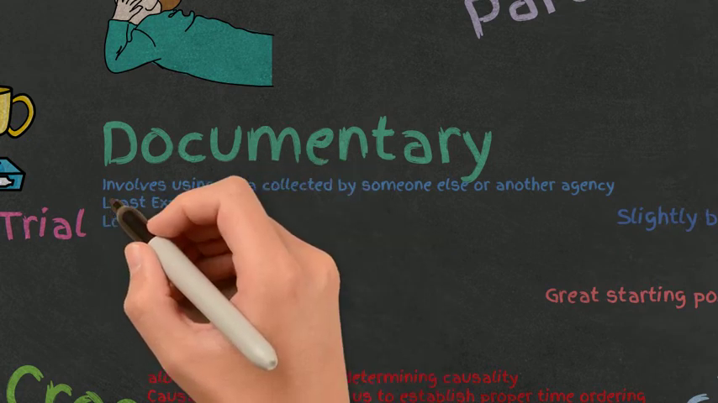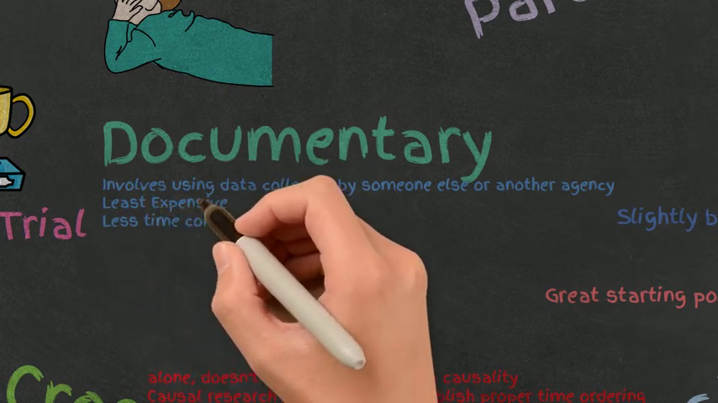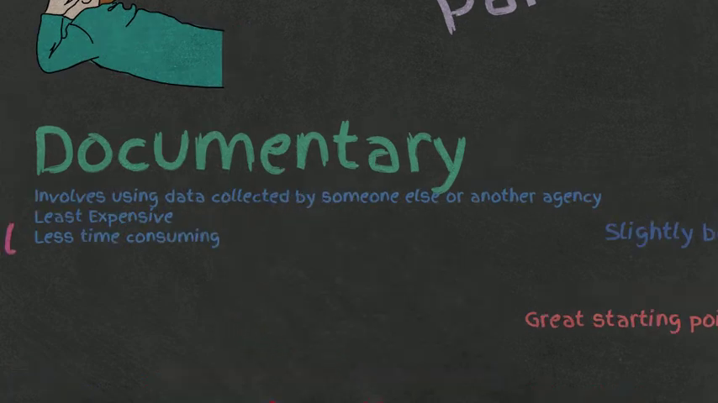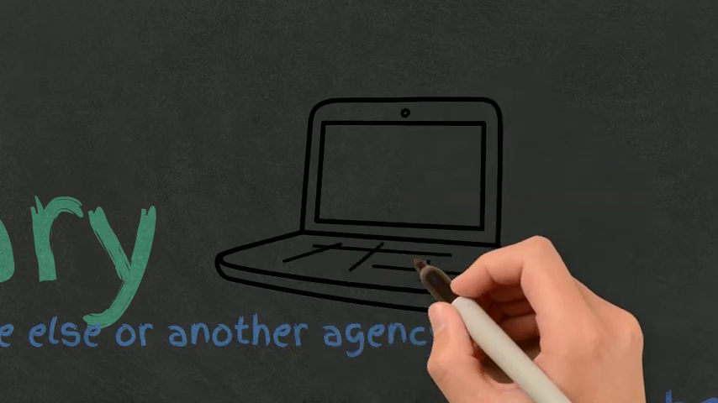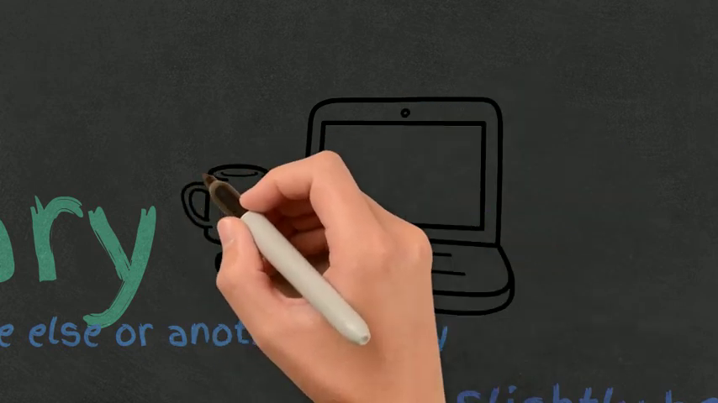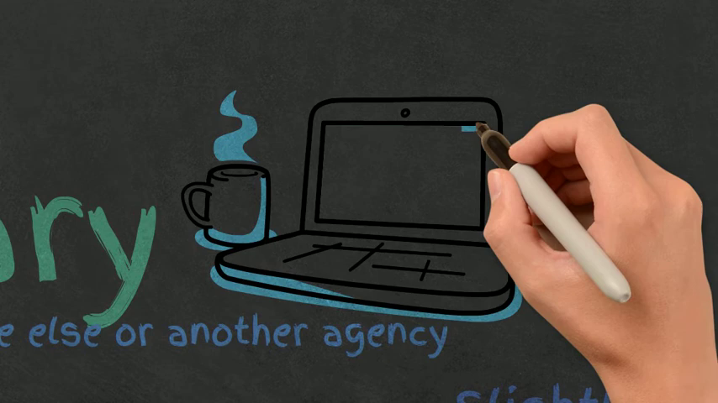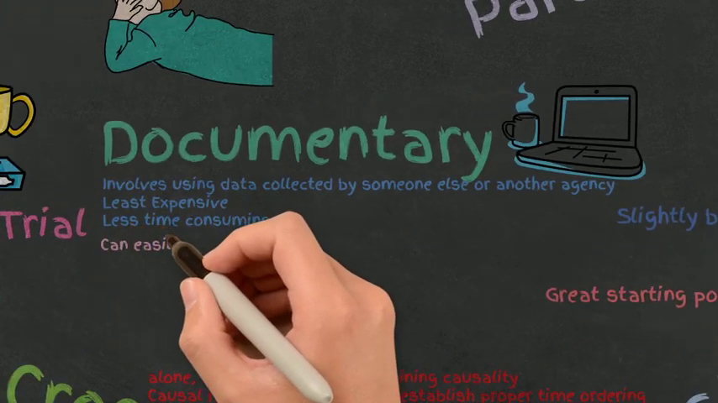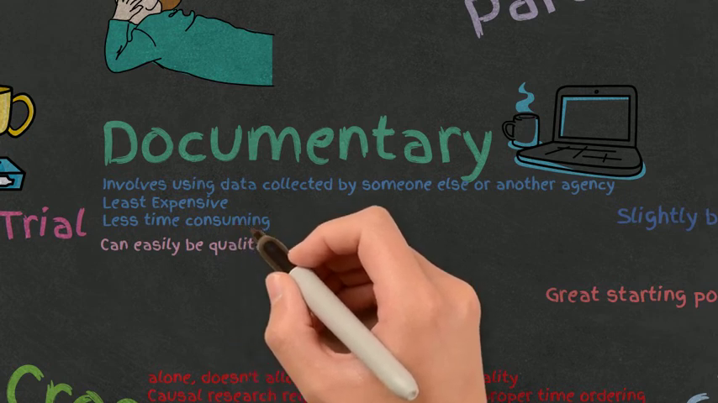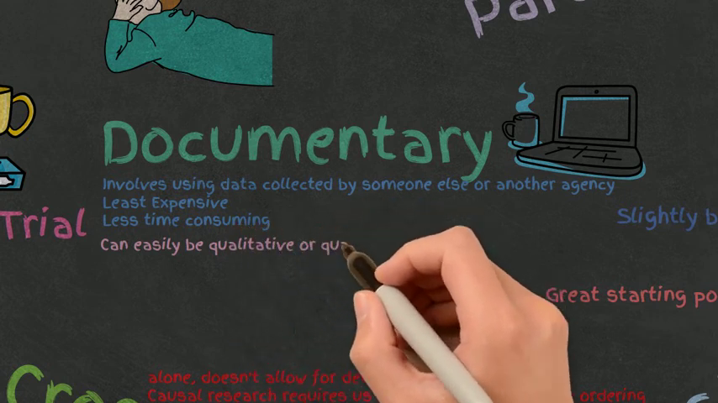But they're the least expensive and less time-consuming than other research designs. With documentary research designs, you must be very aware of what the data can tell you. For example, the U.S. Census has a wealth of information on populations in the United States. There is a census every 10 years and other census surveys that occur more frequently. But these data tell us about populations.